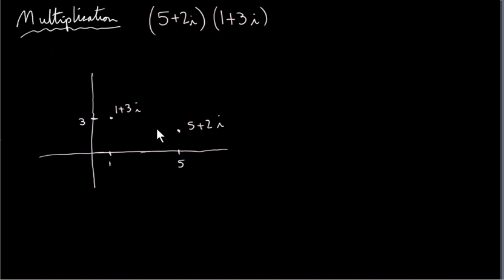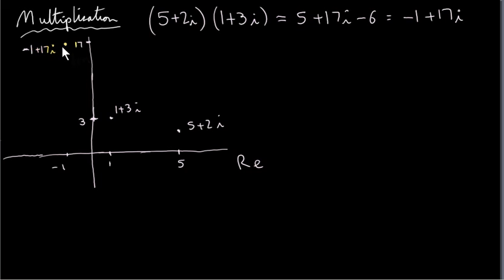I've plotted both of them on this Argand diagram. Let's multiply these out. We have 5 ones are 5. We have 5 times 3i is 15i. Then we have 2i by 1, which is 2i. 15i plus 2i is 17i. We multiply 2i by 3i to get 6i squared, but i squared is minus 1, so that's plus 6 by minus 1, which is minus 6. So we can write this as minus 1 plus 17i.